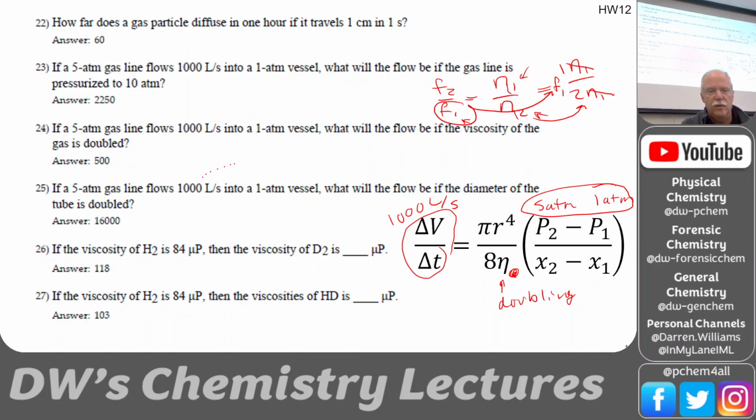We just did this one, we said 1,000 liters per second. What would be the flow if the diameter was doubled? We noticed that it's 2 R1 over R1 to the 4th power. The R1s cancel, and we end up with 2 to the 4th power, which is 16. So that F1 would be multiplied by 16 to give us F2.